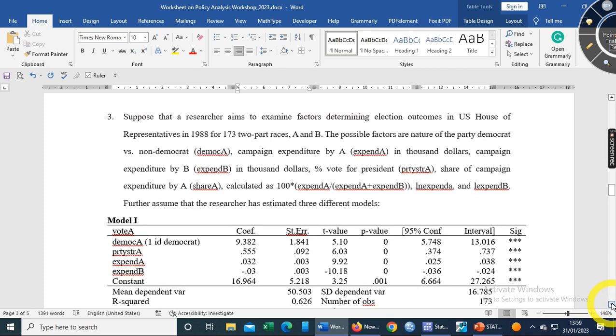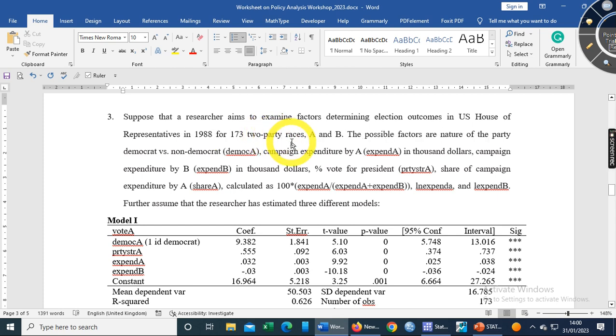This is all about question number 2. When we come to question number 3, it states that suppose that a researcher aims to examine factors determining election outcomes in U.S. House of Representatives in 1988 for 173 two-party races.